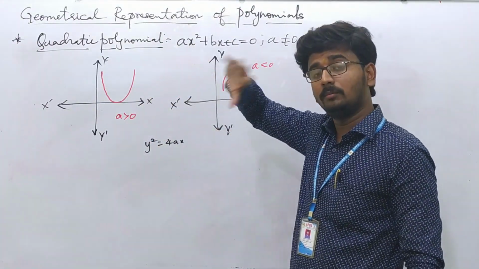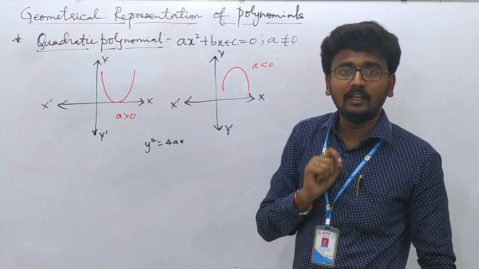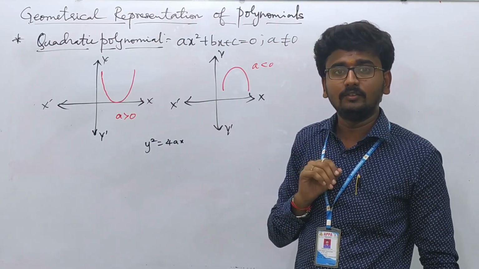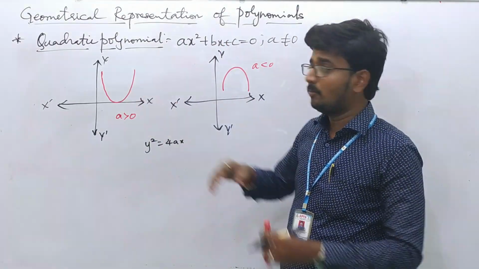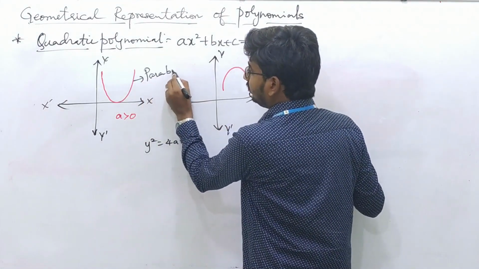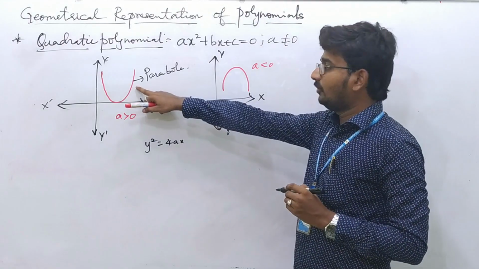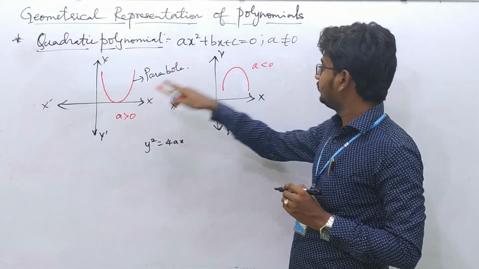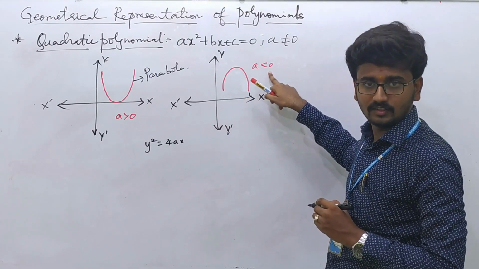So this parabola you will learn separately. There you will learn how to find foci, center, everything, eccentricity, whatever such concepts, in higher studies. Just remember this as a parabola. It is called a parabola. Fine. Upward parabola means a value greater than 0. Downward parabola means a value is less than 0.